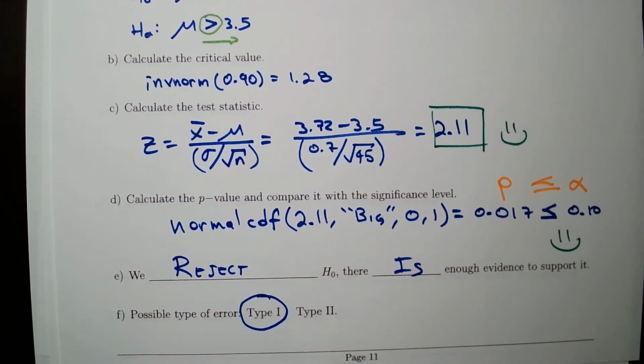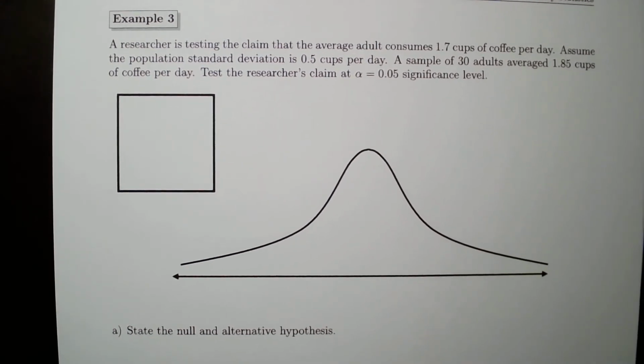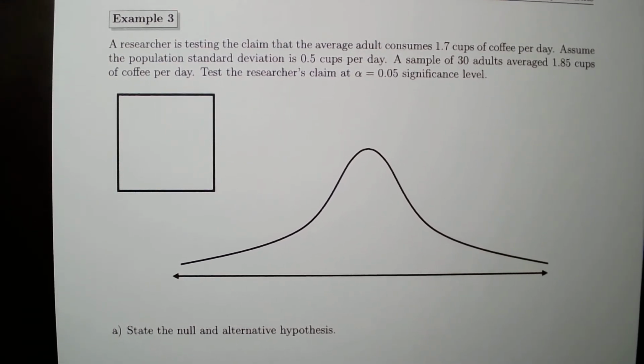All right, let's look at another example. Let's look at our third example, in which, what do we have? A researcher is testing the claim that the average adult consumes 1.7 cups of coffee per day. Assume that the population standard deviation is 0.5 cups per day. A sample of 30 adults average 1.85 cups of coffee per day. Test the researcher's claim at alpha 0.05 significance level.